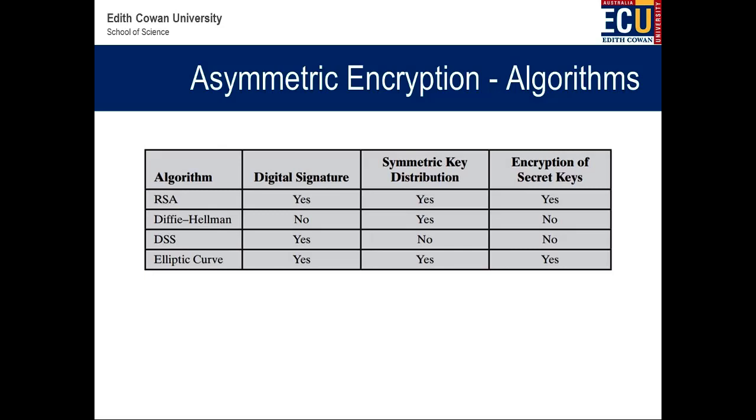Sorry, elliptic curve can be implemented, like RSA, in all the categories, but Diffie-Hellman and DSS are not designed to be implemented in all the categories that we have discussed.